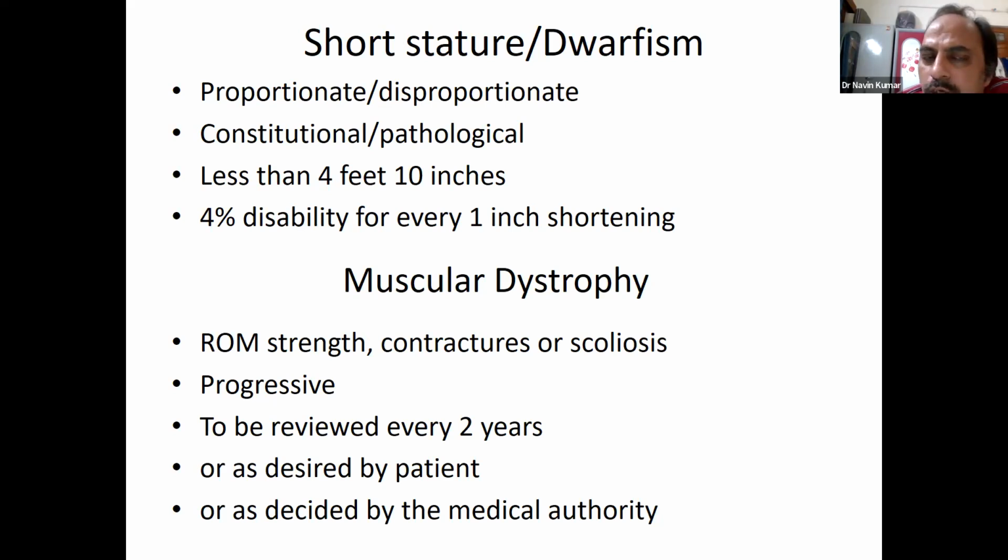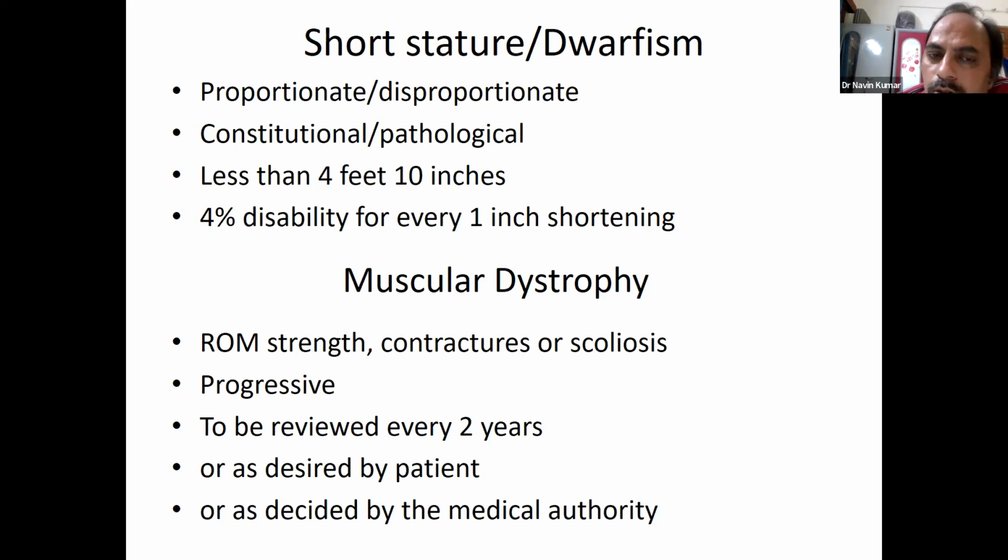And for a person to have any disability, height should be less than 4 foot 10 inch, but to have a percentage of 40%, because it is 4% disability for every inch of shortening, if we calculate, a person of 4 feet will have 40% disability. Beyond that, if somebody is 4 feet 9 inch or 4 feet 8 inch, he will have disability, but it will not be up to 40. It will be less than 40, so he may not be eligible to get a certificate or the benefits.